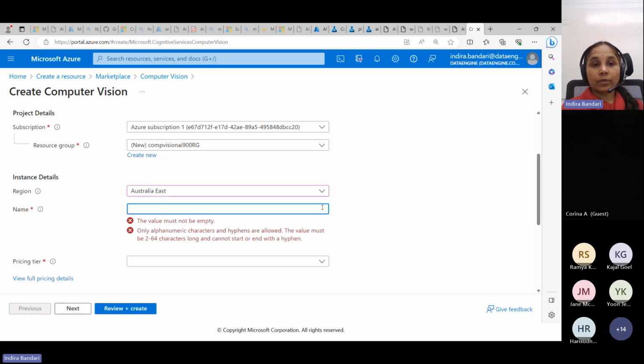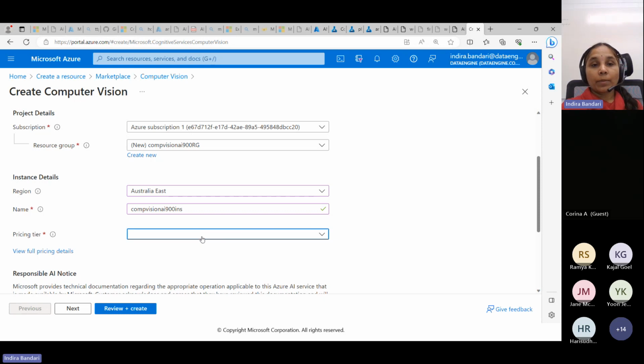And give a good name, and make sure in your name there are only alphanumeric characters and hyphens. Any other special characters are not allowed in the naming of the computer vision. So I will just say Comp Vision AI 900 instance, INS. Pricing tier, I have a free F0 with me, and that allows 20 calls per minute and 5K calls per month, which is pretty good for a beginner to learn.